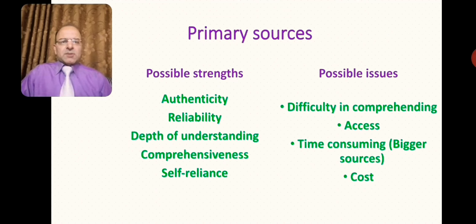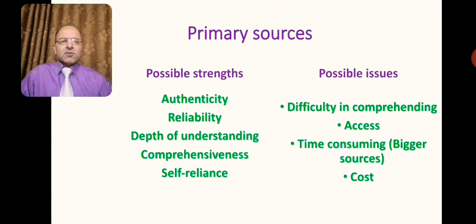There could be possible issues as well, and the first important issue, especially for junior researchers, especially students, if they want to include primary sources in their literature review, might be the difficulty in comprehending. In some cases, the primary sources are written by people who are highly accomplished, who might have a philosophical bent of mind, whose writing style may be difficult, and that might make it difficult for the junior researchers or student researchers to actually comprehend the primary sources. So this could be a problem.